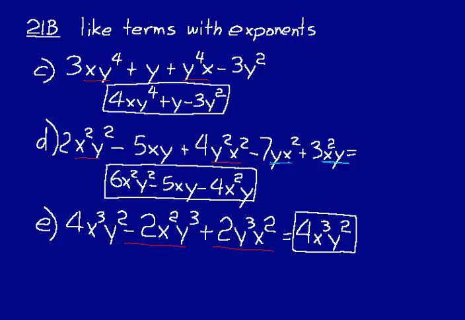So in order to add like terms, or in order for them to be called like terms when they have exponents, they have to have the same variables, and those variables have to have the same exponents as well. Okay, well that's all for lesson 21.